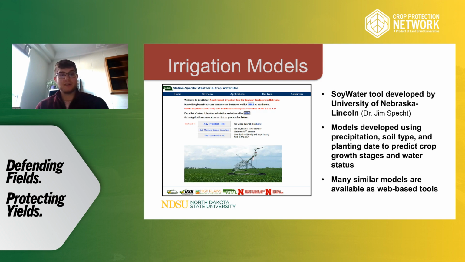So there is, again, a limitation to this one, in which these models were developed only for soybean maturity groups from a 1 up to a 4.5. However, there are more regional irrigation models available throughout the United States.